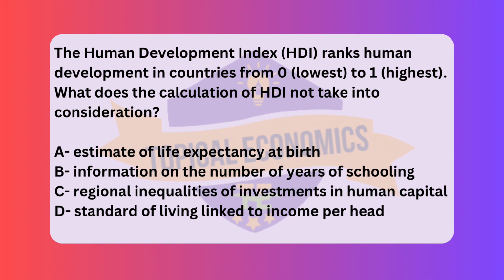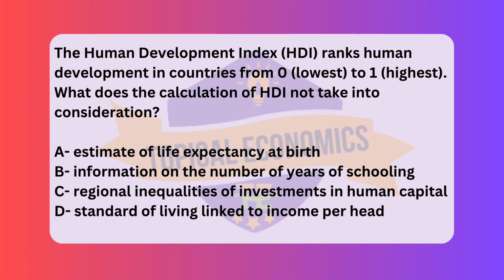Moving to the 10th question. The Human Development Index, HDI, ranks human development in countries from 0, lowest, to 1, highest. What does the calculation of HDI not take into consideration? A. Estimate of life expectancy at birth. B. Information on the number of years of schooling. C. Regional inequalities of investments in human capital. D. Standard of living linked to income per head. This question is from year 2020 February-March version 2. The correct answer for this question is option C.